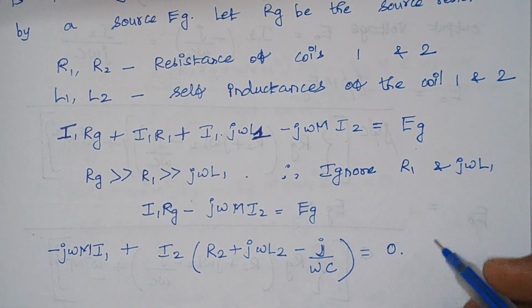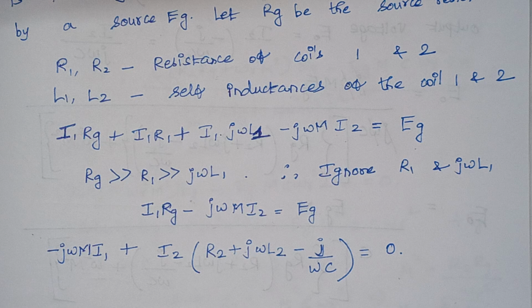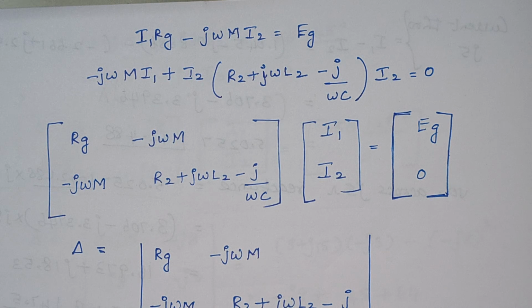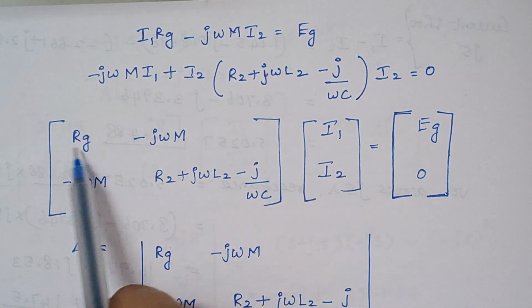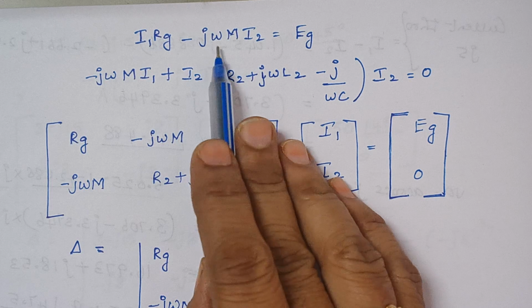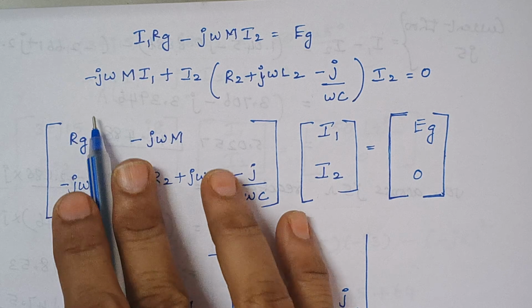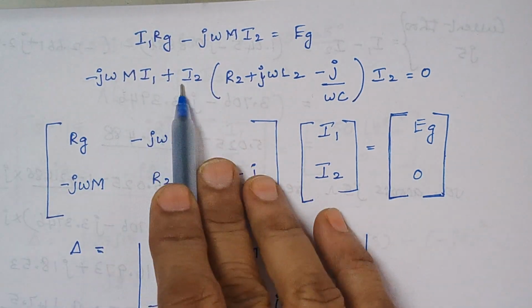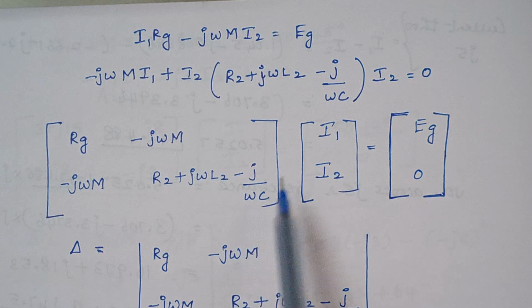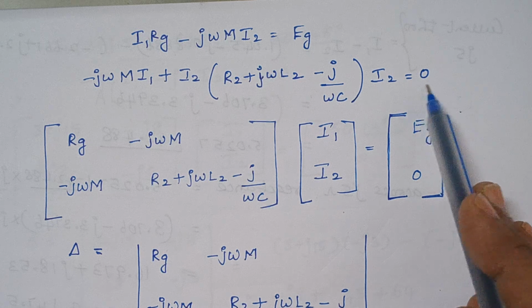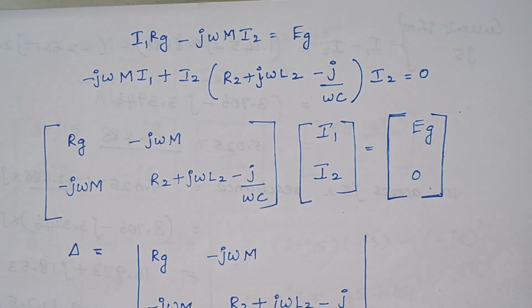So this is our expression for coil number 2, right? Here these are the two equations for our two coils. Now we are writing these equations in matrix form. Here the coefficient of I1 is Rg, and the coefficient of I2 is minus j omega M. Similarly, in the second row, the coefficient of I1 is minus j omega M and the coefficient of I2 is all these things. This is multiplied by I1, I2, which is equal to Eg, and there is no source voltage in coil 2, therefore it is 0.